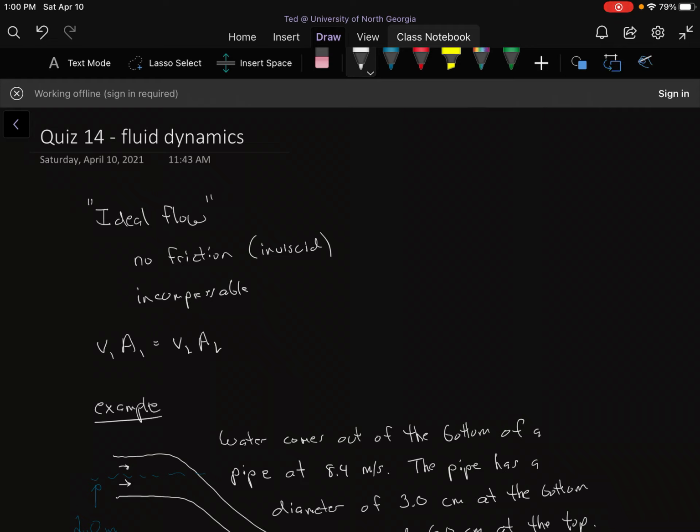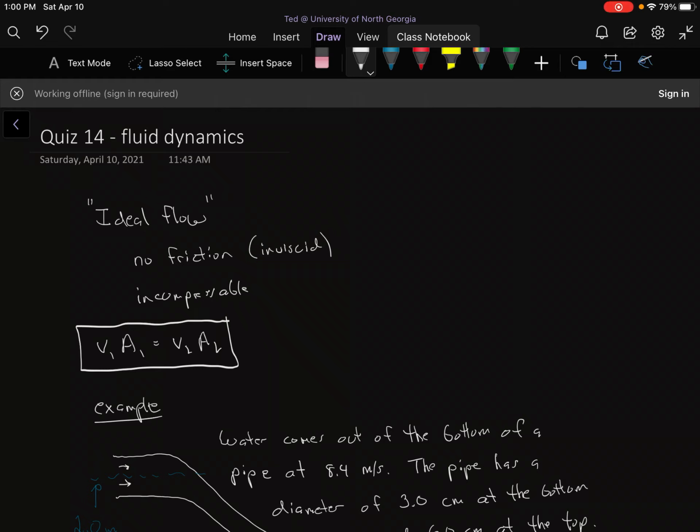The first one is this equation that says the fluid is incompressible. So what that says is that the total amount of volume passing through the pipe at one point in the pipe is equal to the total amount of volume passing through the pipe at another point.